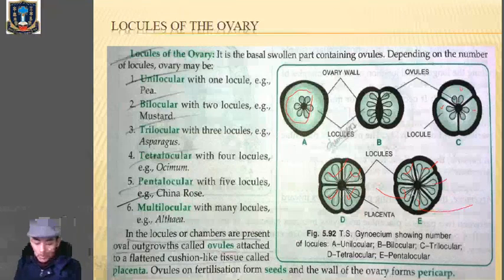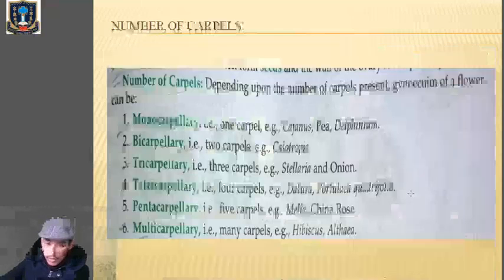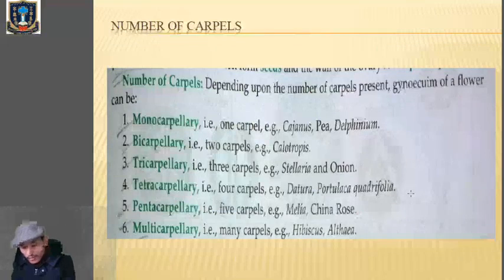So kindly go to it. Okay, it's on page number 5.53. The next one we will talk about is the number of carpels.